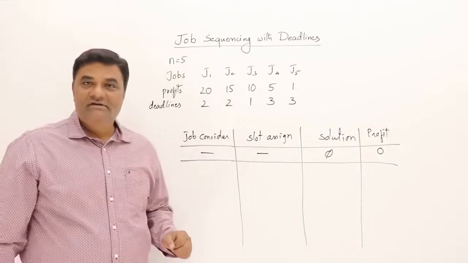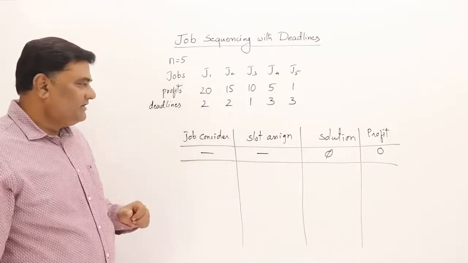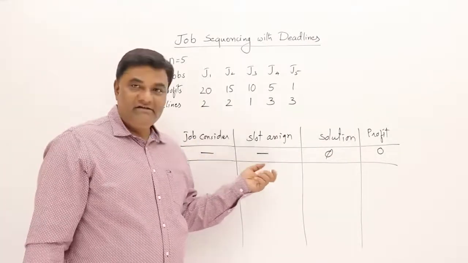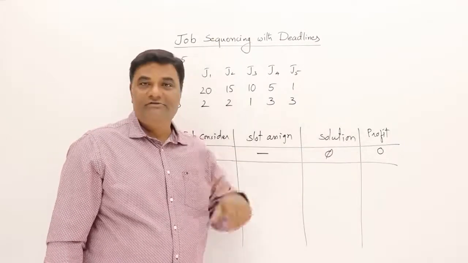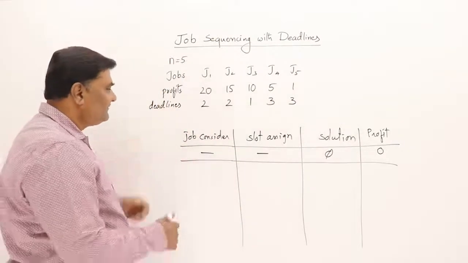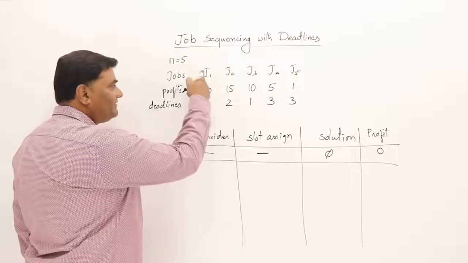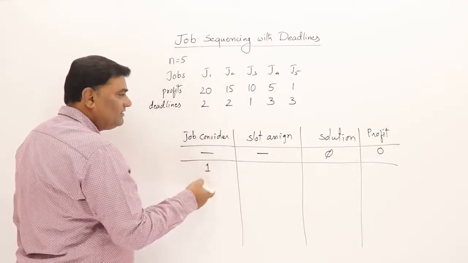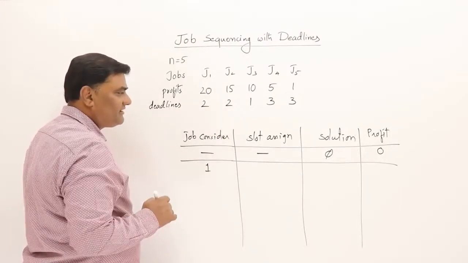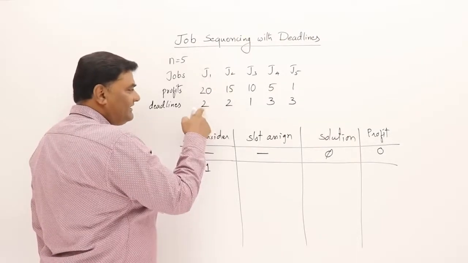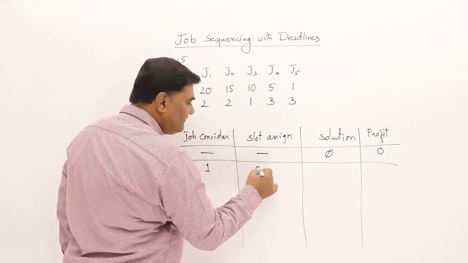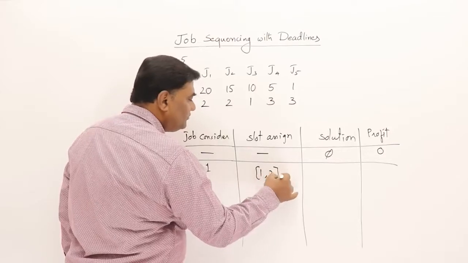Now let us solve this. Here I have taken a table. Initially there is nothing, there is nothing in the solution, and the profit is also 0. Let us start. First, which job will we consider? The first job, I'll write 1 or J1. First job I am considering. And as its deadline is 2, we will assign a slot from 1 to 2.